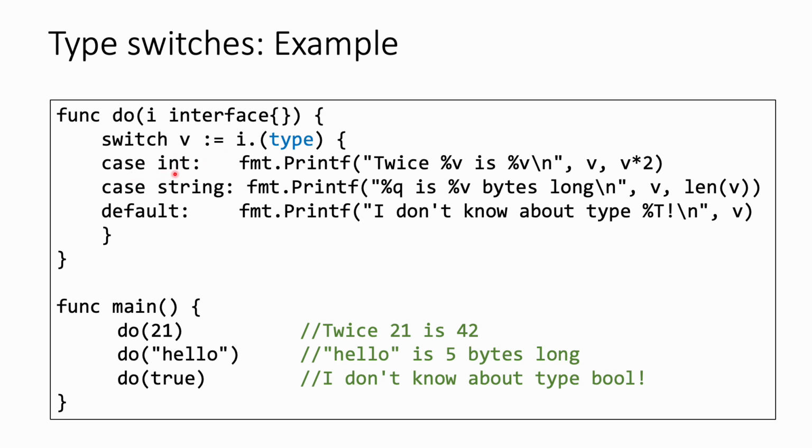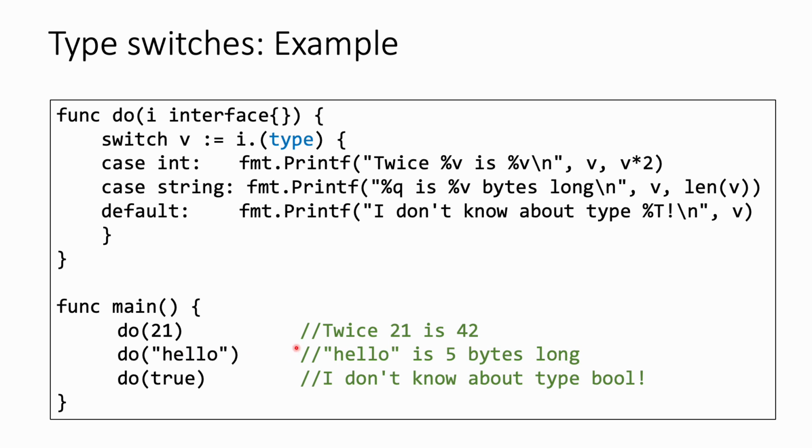In the case v has type int, it prints out v and v times 2, because type int allows arithmetic operations such as multiplication. In the case v has type string, it prints out v and the length of v, because type string allows string operations like the length of a string. In the default case, it prints out a message with the type of v.